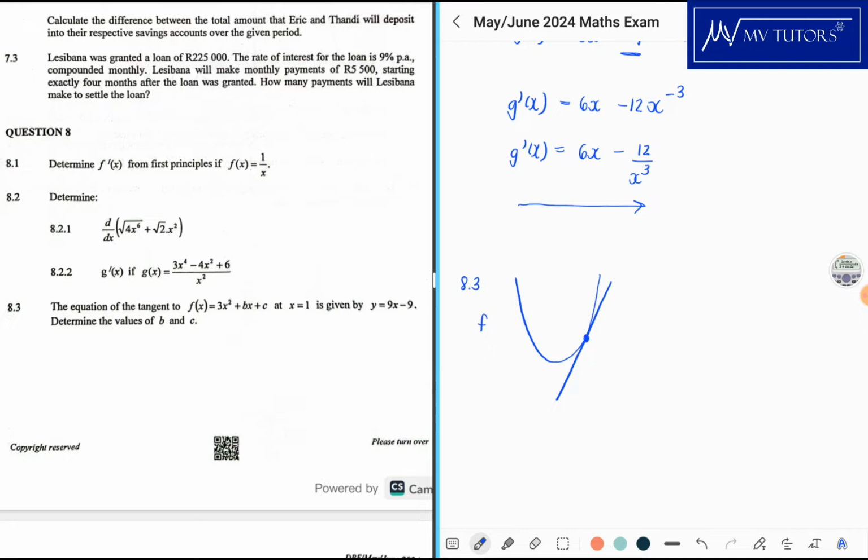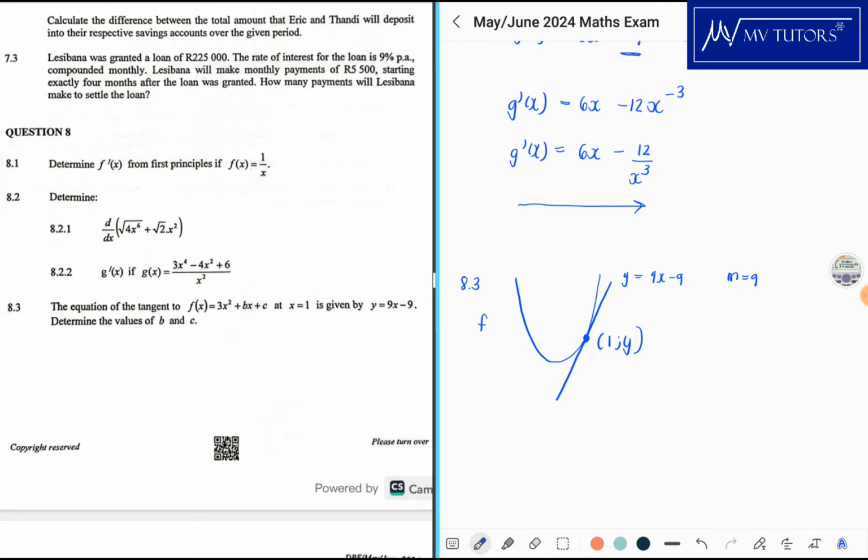Let's just say it's there for argument's sake. So at that point, x is equal to 1. I don't know what the y value is. I don't know if I need it. And we have that formula of the tangent line, y is equal to 9x minus 9. The gradient there of this tangent is 9. What else do we know? Nothing at this point. That's a summary.